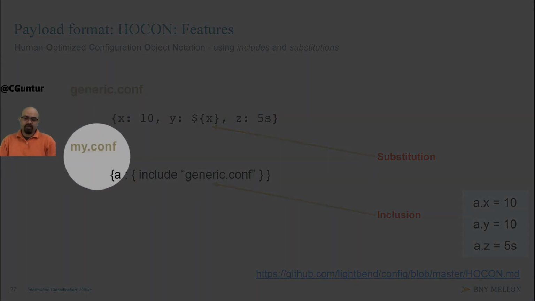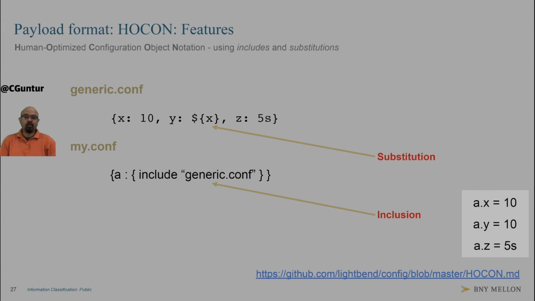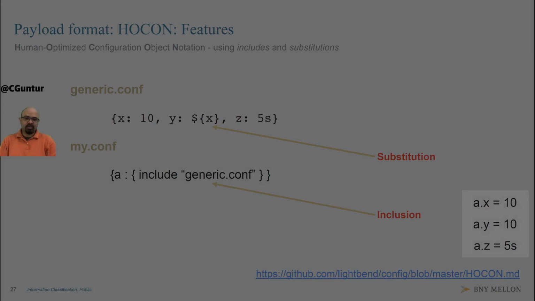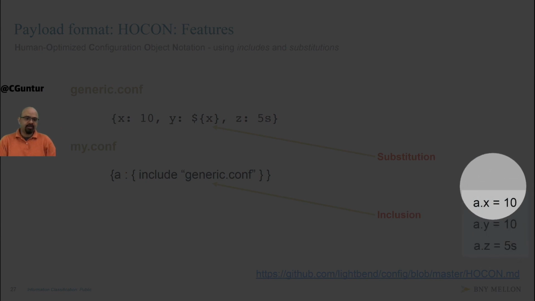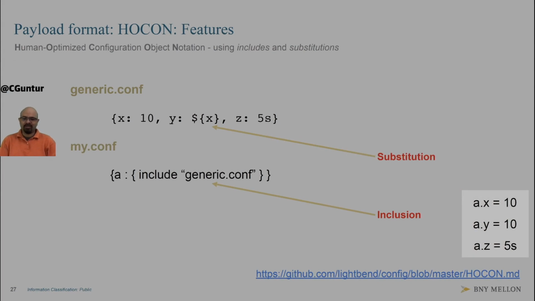In my.conf, the second file that I have, I declare an attribute A that includes generic.conf. So I now have the ability to include other content. And you notice that if I evaluate my conf, I get A.x is 10, A.y is 10, and A.z is 5 seconds. Now the benefit is immense because the data that my service consumer has to supply can be greatly trimmed down if there is existing content that I could hold on the server or in some reference data and just depend on it to be made available during evaluation. That helped a lot. So that was one of the features of HOCON that we heavily relied on.